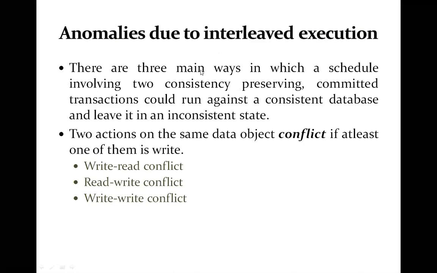execution. So there are three main ways in which a schedule involving two consistency preserving committed transactions could run against a consistent database and leave it in an inconsistent state. We have two actions on the same data object which are going to conflict if at least one of them is a write. And there are three anomalies: one is write read conflict, second is read write conflict, and another is write write conflict.